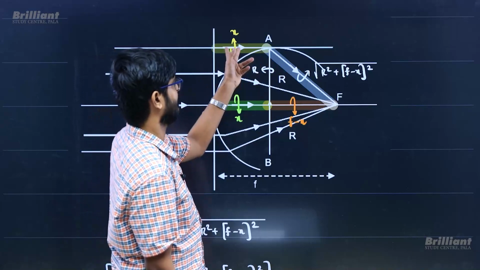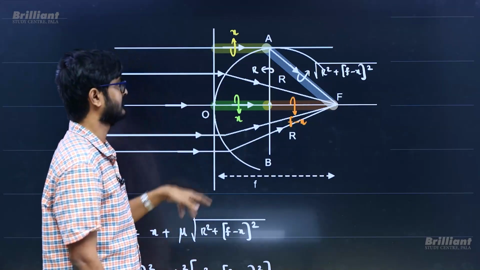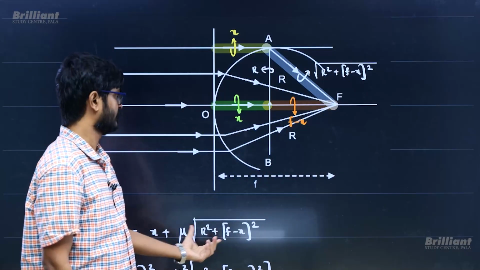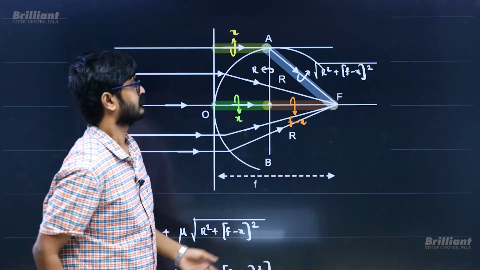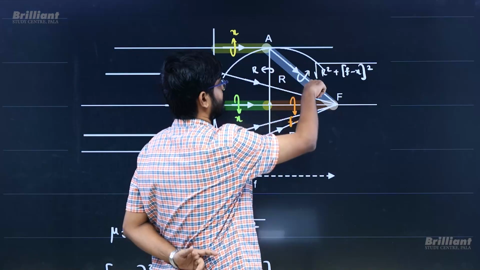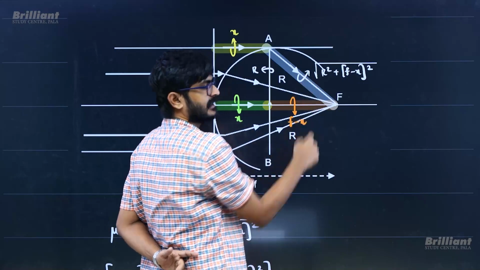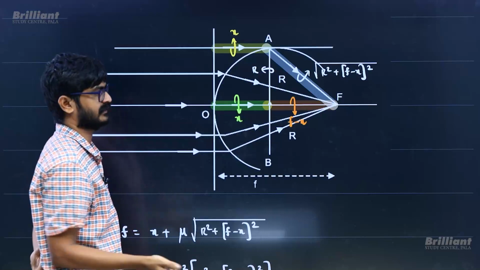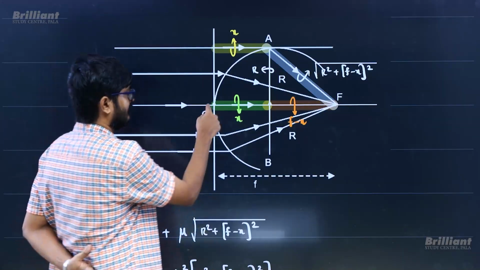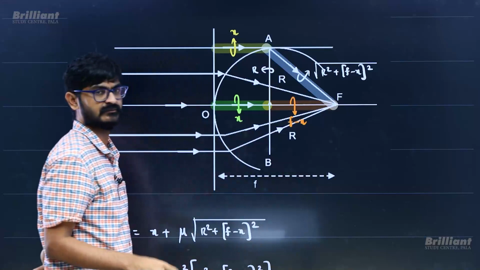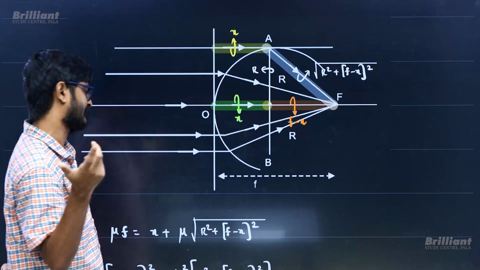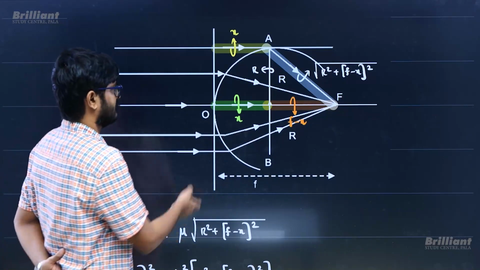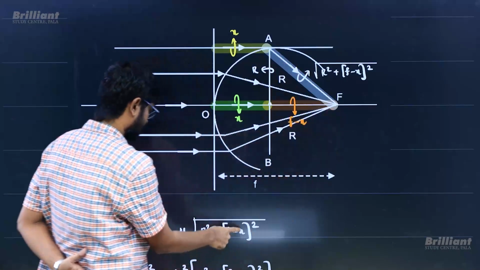This length is in vacuum, so its optical path length is also x only. This length I am going to convert to optical path length, which is mu into length, right? So if this ray has to cover this much distance in this medium, the time taken will be the same as for some other ray to cover this much distance in vacuum. That's the meaning of optical path. So this optical path length must be the same as this optical path length, that's the only thing.